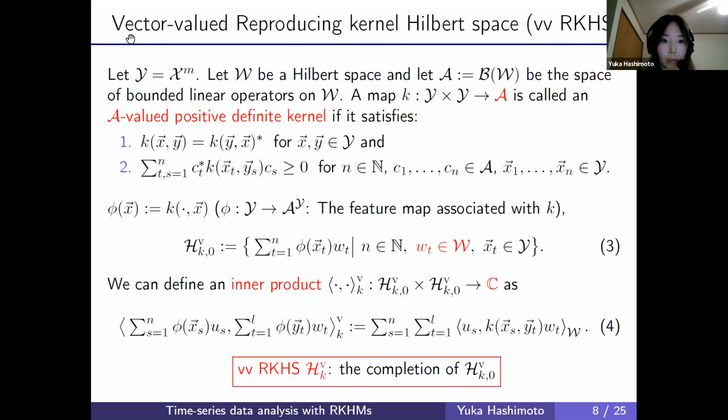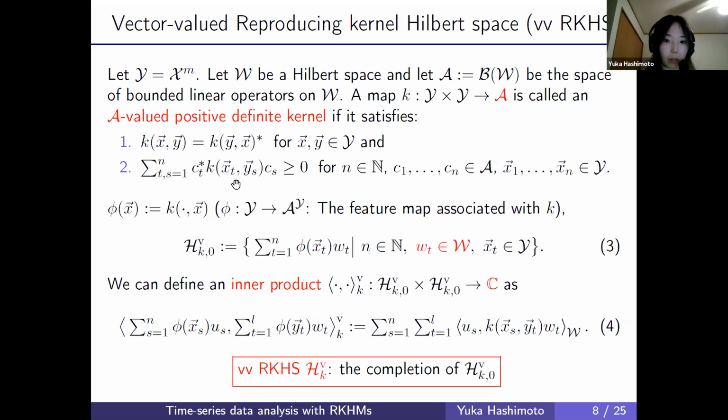For this purpose, a generalization of RKHS called VV-RKHS is also proposed. In this framework, we consider an operator-valued positive definite kernel instead of the complex-valued one. And the definition of the operator-valued positive definite kernel is like this, and this is very similar to the case of complex-valued positive definite kernel. And here star means the adjoint of operators, and this inequality means this right-hand side operator is positive semi-definite.